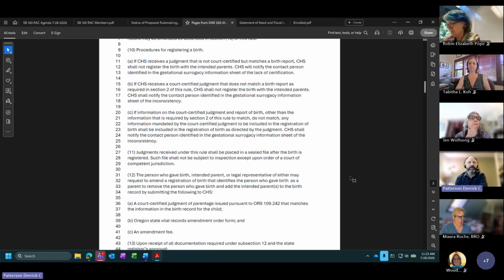All right, section 12. The person who gave birth, intended parent, or legal representative of either may request to amend a registration of birth that identifies the person who gave birth as a parent to remove the person who gave birth and add the intended parents to the birth record by submitting the following to CHS. A, a court-certified judgment of parentage issued pursuant to ORS 109.242 that matches the information in the birth record for the child. B, Oregon State Vital Records Amendment Order Form. And C, an amendment fee. Any questions or feedback on Section 12?